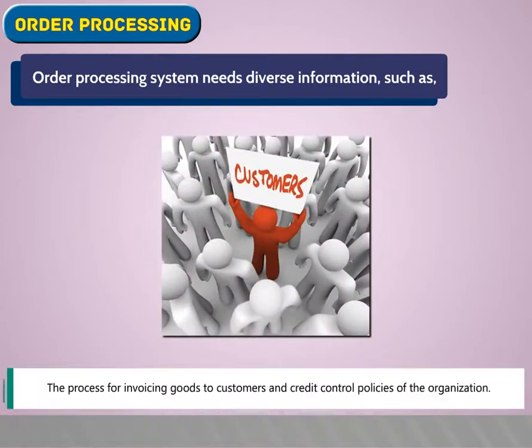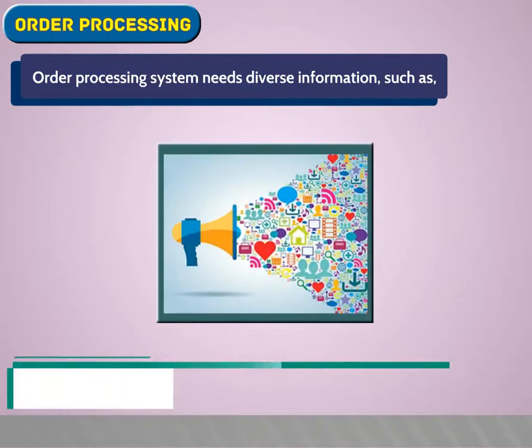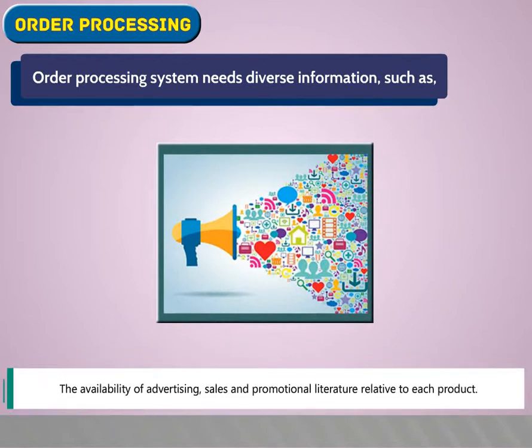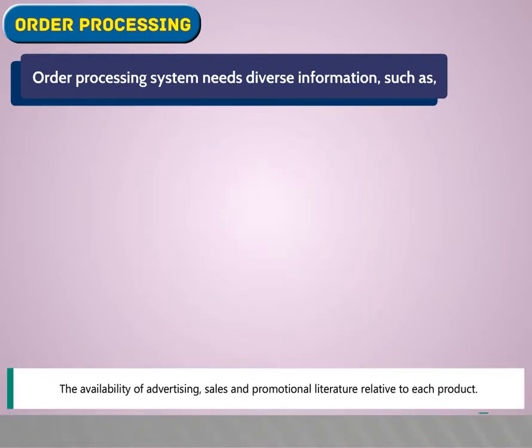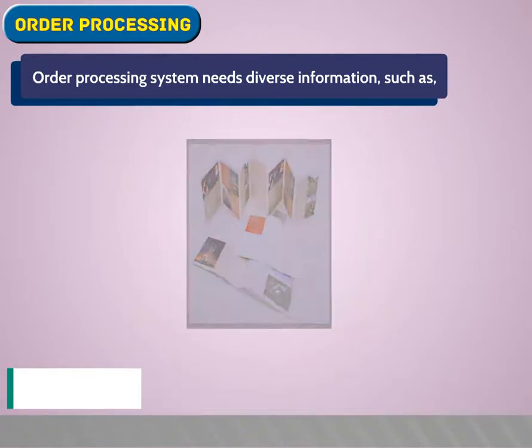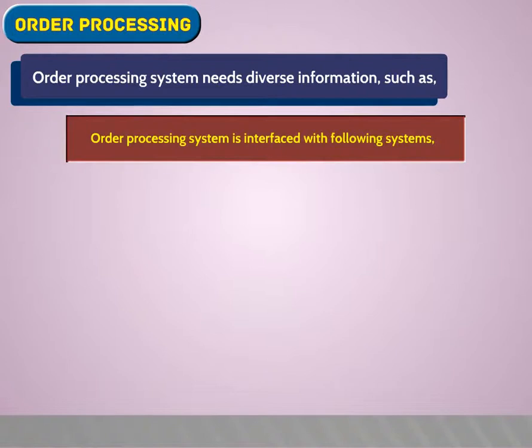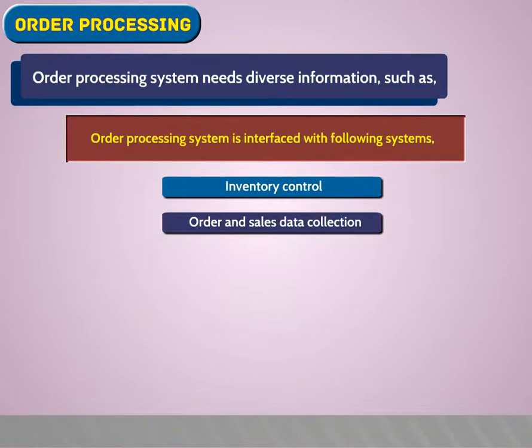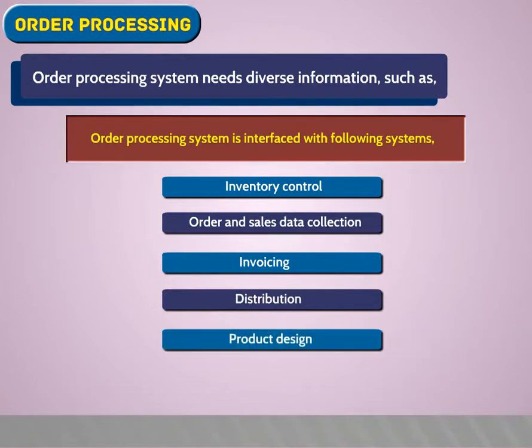the process for invoicing goods to customers and credit control policies of the organization, the availability of advertising, sales, and promotional literature relative to each product. Order processing system is interfaced with following systems: inventory control, order and sales data collection, invoicing, distribution, product design, production planning and control.